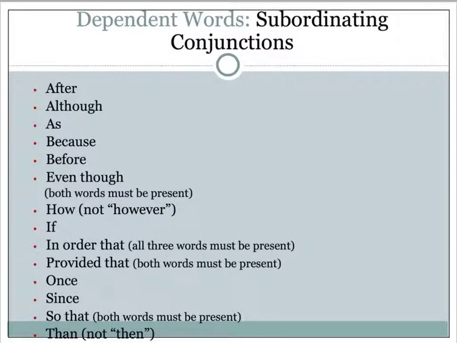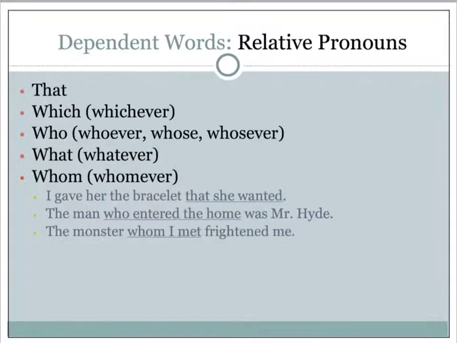So here's our list of subordinating conjunctions. And here are more dependent words. These are called relative pronouns. So the thing to remember here is you never want to combine parts of sentences that start with these words and another sentence using a semicolon. You don't need a semicolon to combine them.